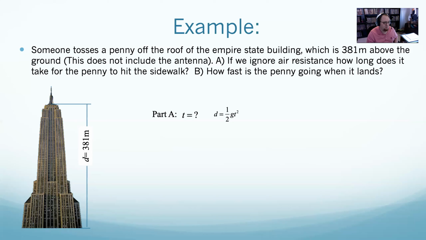Now, it's not immediately rearranged to solve for t, so I'm going to have to rearrange it. I'm going to multiply both sides by 2. By multiplying both sides by 2, I get 2d equals gt squared. I can then divide both sides by g and take the square root. I'll find that the time it takes the penny to fall 381 meters is just the square root of twice that distance divided by g. If you drop a penny at the Empire State Building without air resistance, it would take 8.81 seconds to hit the pavement.